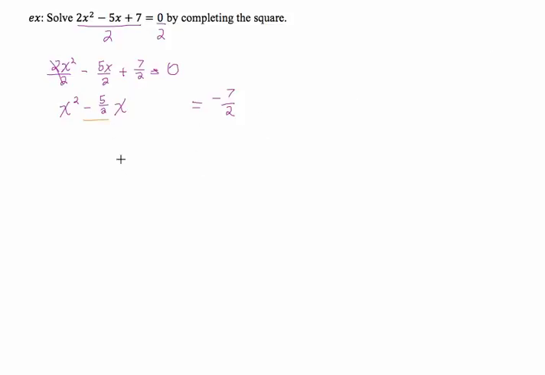So then we take this coefficient over here, divide it by 2. -5/2 all divided by 2. Well, remember that's -5/2 times the reciprocal of the denominator. The reciprocal of 2 is 1/2. So you get -5/4. And then we square that result. When we square -5/4, we get 25 over 16. So that's what we're going to add to both sides.